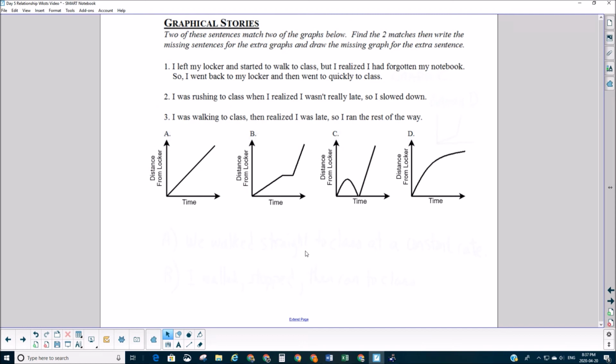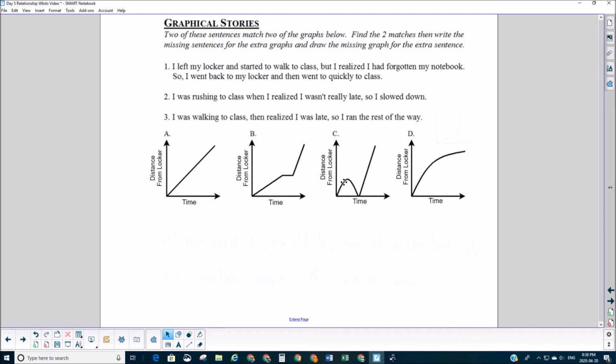So I left my locker, started walking to class, but I realized I'd forgotten my notebook. So I came back to my locker and then went quickly to class. So hopefully we discovered that only one of these actually has the person coming back to their locker. So if you start at your locker and you go along, this suggests you just keep getting further away from your locker. So this one doesn't come back. This one doesn't come back. This one goes and then stops, but then keeps getting further away. So I think C makes sense.